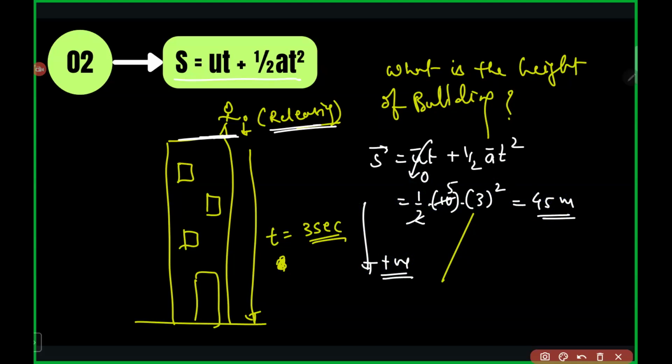Clear, everyone? Sri Lakshmi, where did you make the mistake? Only u is equal to 0, and t is equal to 3 seconds. If you multiply something with 0, it is going to be 0, right? Whenever you multiply anything with 0, it has to be 0. Okay. Yes.